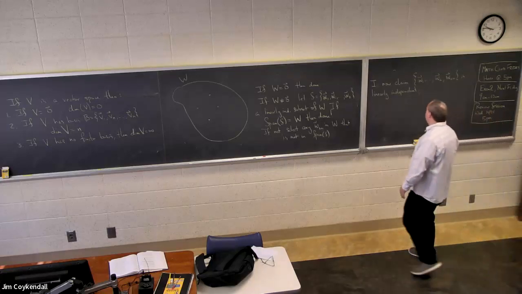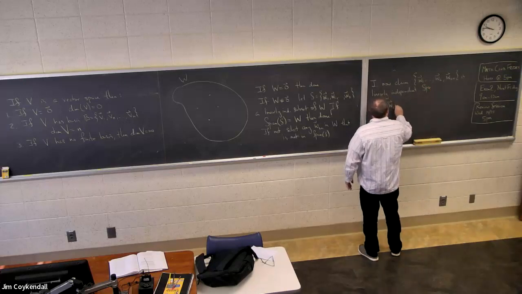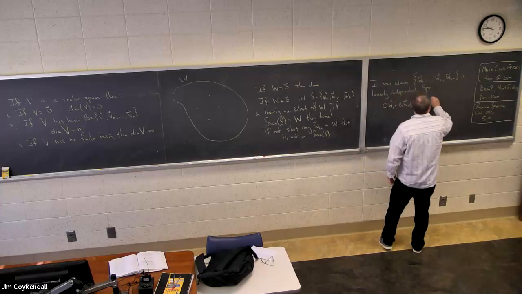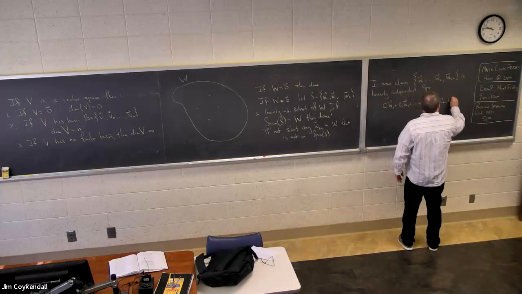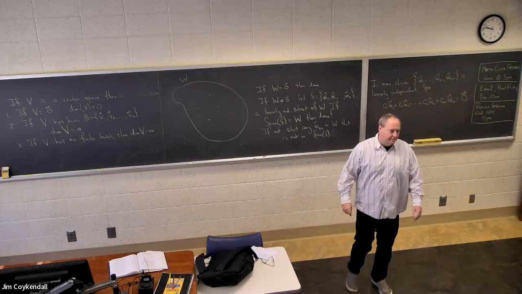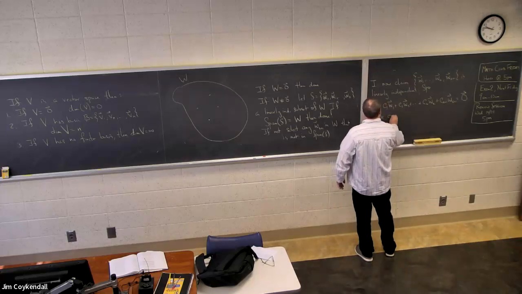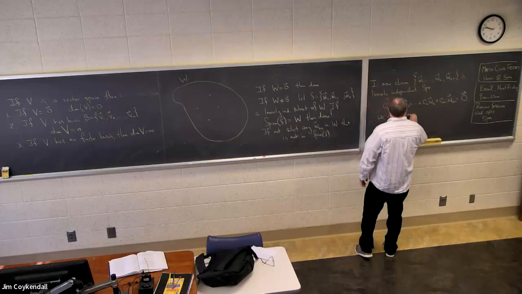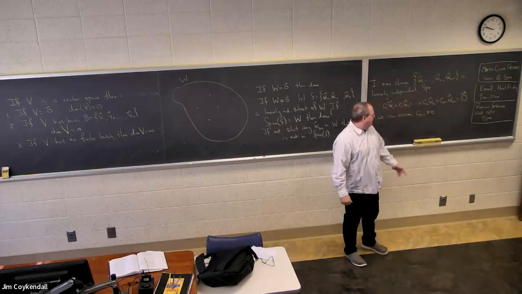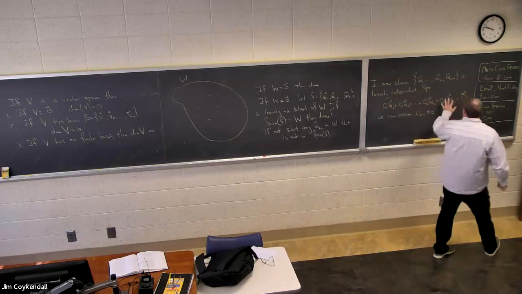Let me go with the first one. Suppose c1 w1 + c2 w2 + ... + ck wk + c_{k+1} w_{k+1} is equal to 0. We can assume this last coefficient, c_{k+1}, is not 0. Why is that? What happens if this is 0?